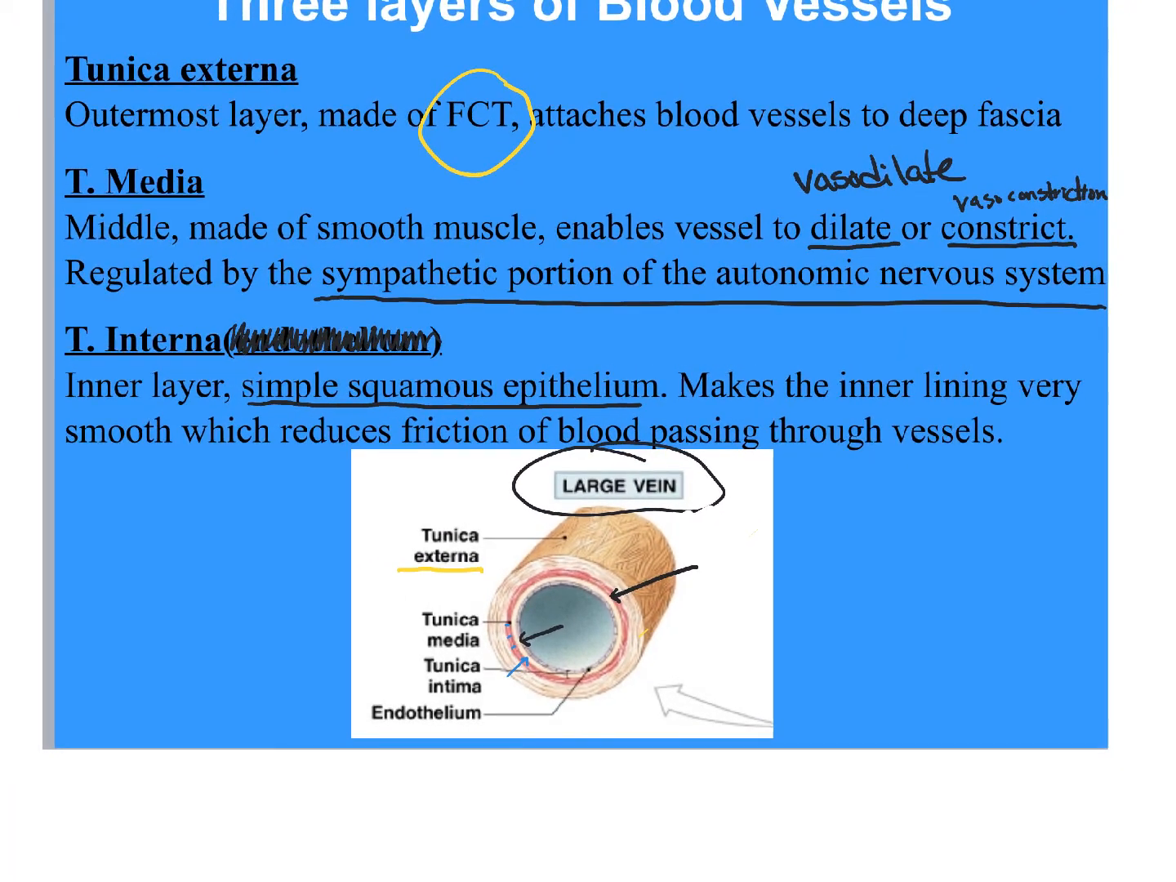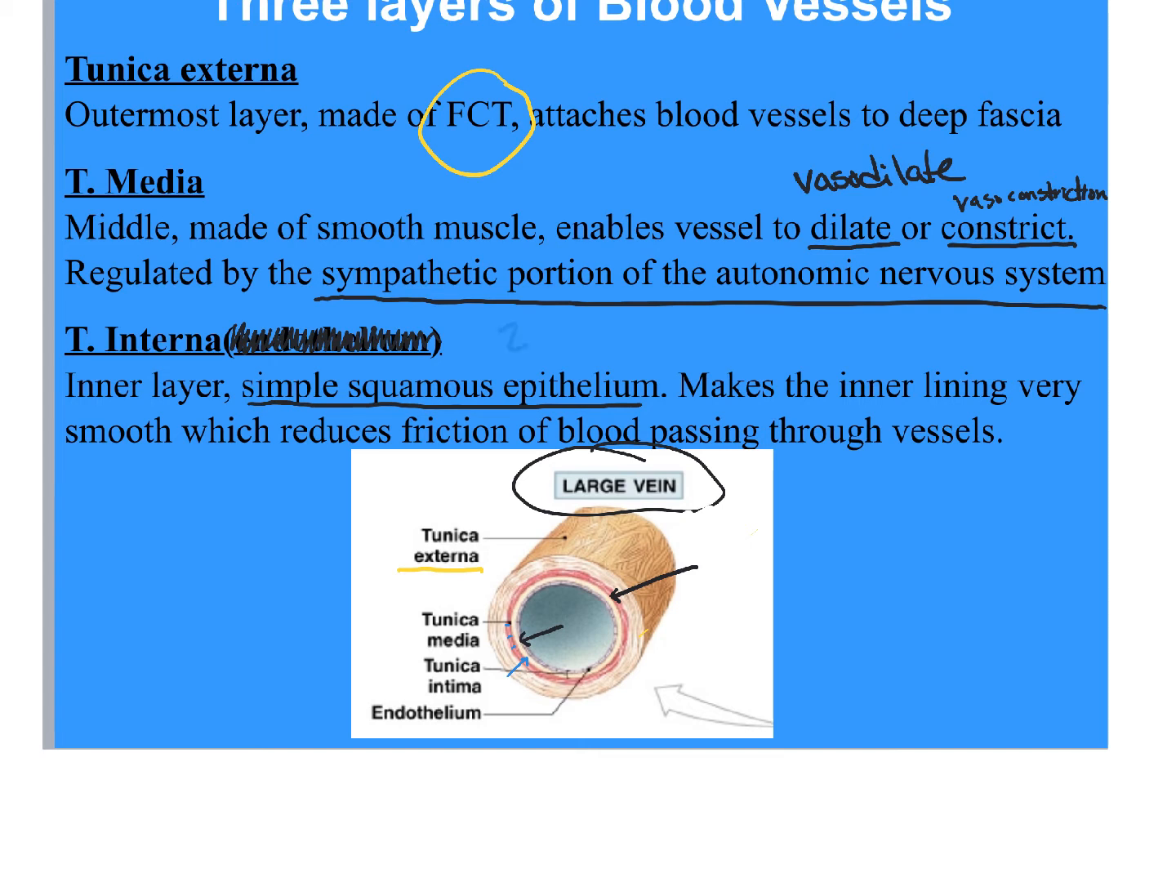Okay, so that simple squamous that you find there is referred to as endothelium. Kind of sounds like epithelium, but we call it endo because it's deep inside the body. Sometimes authors will use the term tunica interna and endothelium interchangeably, but really endothelium only refers to the simple squamous and does not include the areolar connective tissue layer.